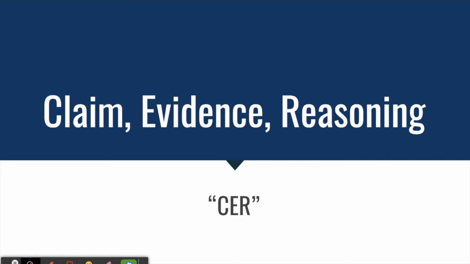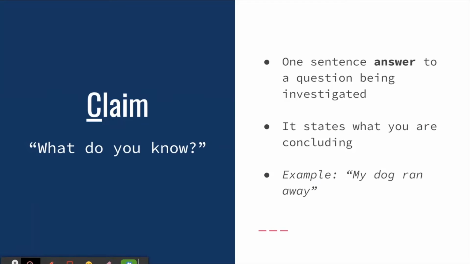So let's take a look at this. This is the claim, evidence, and reasoning type of conclusion writing. So the claim is a one-sentence answer to the question that's being investigated, and it states what you are concluding. So a single sentence is plenty for this. So let's look at a situation that might happen to someone who's a dog owner. An example of a claim that might happen to a poor dog owner is that my dog ran away. Single sentence. It is the conclusion based on some evidence that we'll see in just a moment.